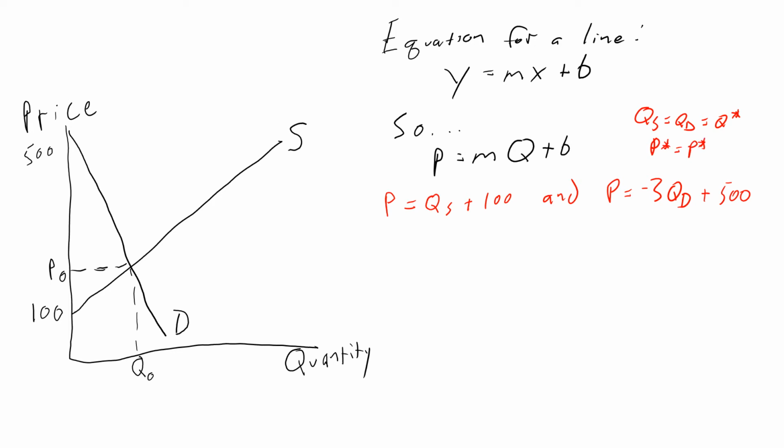So let's set P equal to P and plug in our equations here, keeping in mind that QS is going to equal QD, so we're just going to simplify that to be Q. So we'll have Q plus 100 is equal to negative 3Q plus 500. And we can add 3Q to each side.